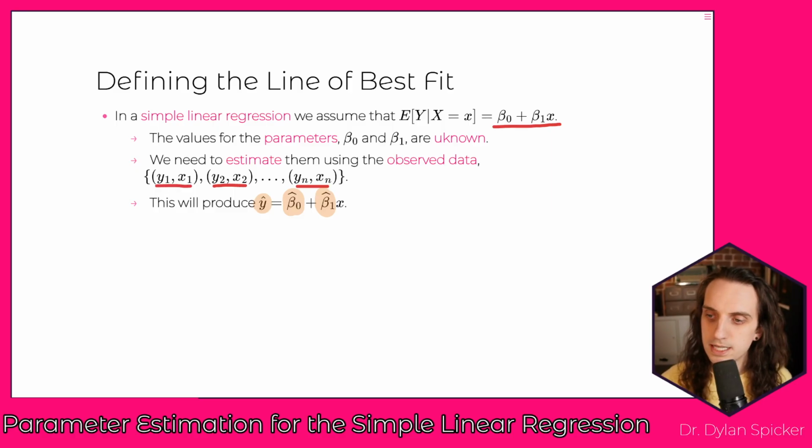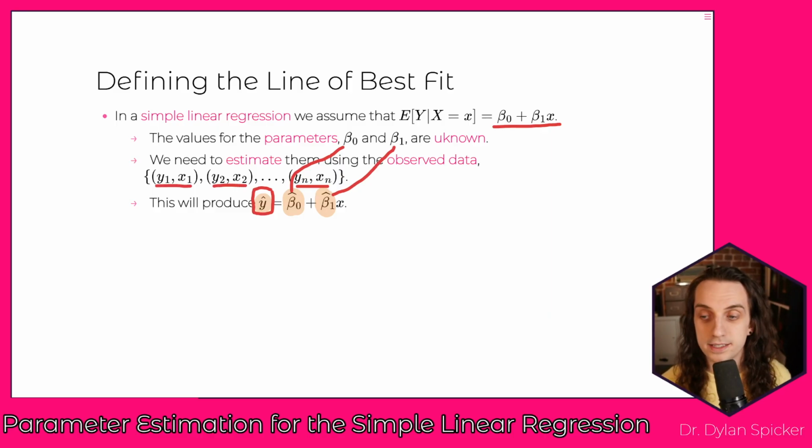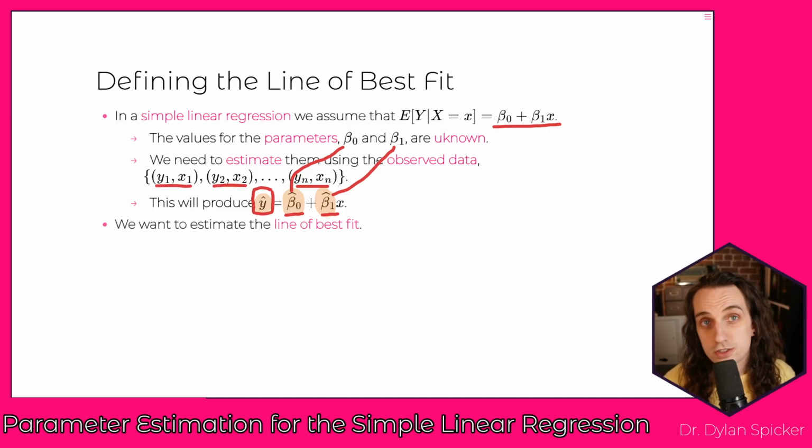But what we're doing is taking beta 0 hat as our estimate for beta 0, and beta 1 hat as our estimate for beta 1, right? And so instead of it producing y, it is going to produce y hat, which is in some sense an estimate for y. Okay? And so ultimately we want to say, well, what is beta 0 hat? What is beta 1 hat?